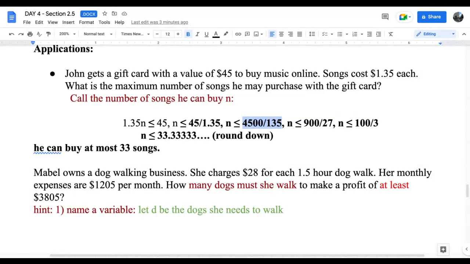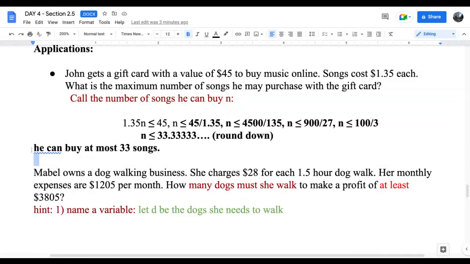Then we can simplify, right? We see the common factor is 5. So we divide by 5. Numerator will get 900. Denominator will get 27. Then we see 9 is a common factor of the numerator and denominator. So we divide by 9. So then we get 100 over 3. 100 over 3 is easy to calculate, right? We can calculate it in our head. We don't use calculators. This is 33.33, and so on.